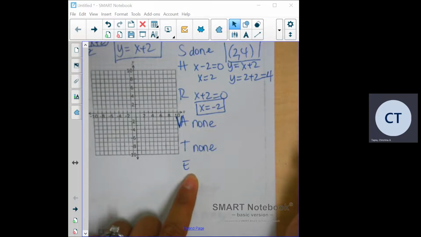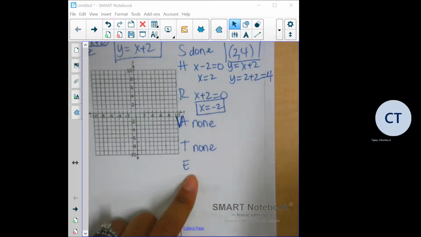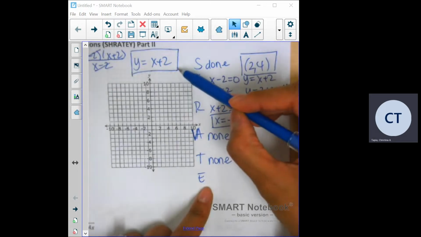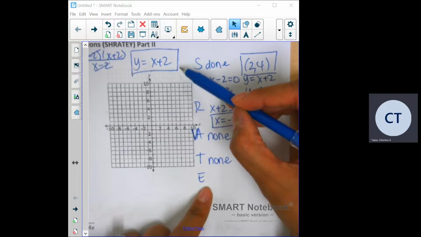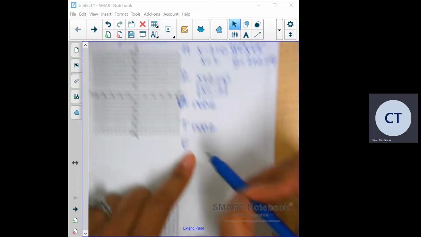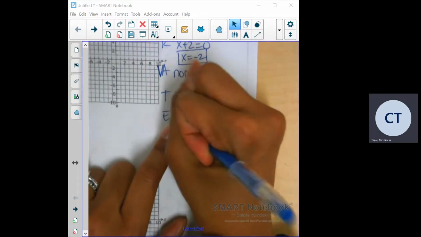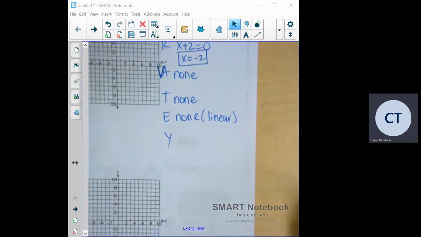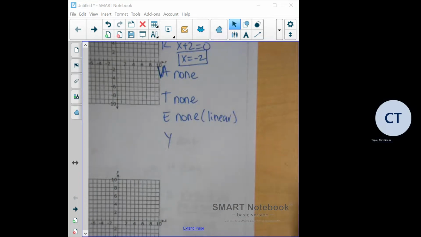For the end behavior, some students will try to argue with me and say, Ms. Tapia, it's technically top heavy. Once it simplifies to a linear function, guys, that's the function that you're graphing. There is no end behavior that you need to pay attention to. So for the E part over here, I'm going to put none. And the reason is because it's linear. It's literally a linear equation that I'm graphing.